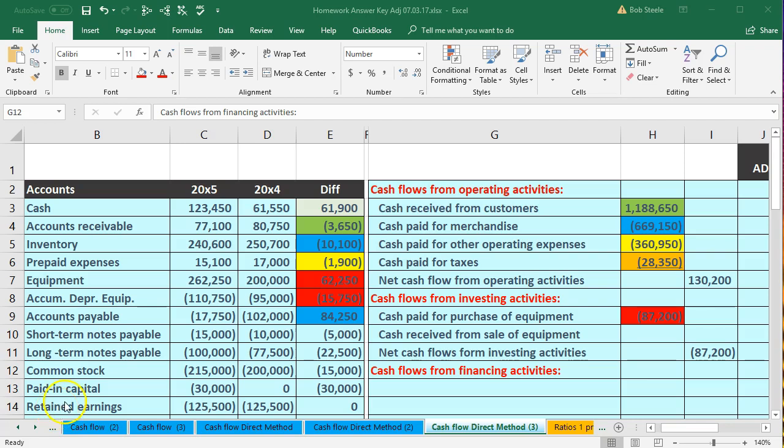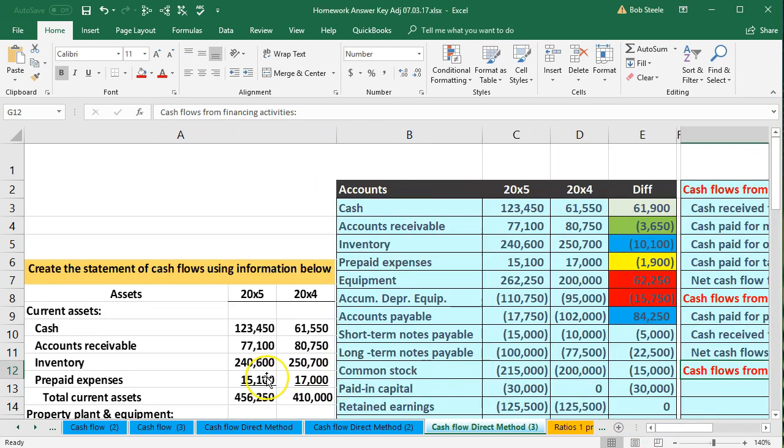In this presentation, we will continue constructing our statement of cash flows using the direct method. What we've done so far is take our information on the left.